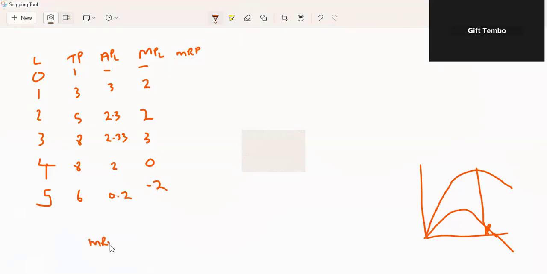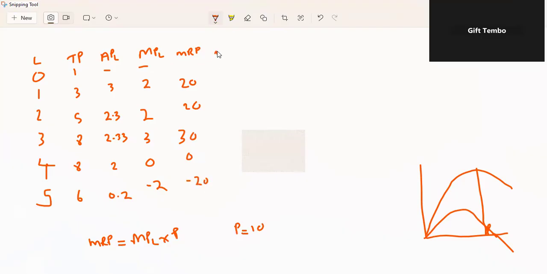So marginal revenue product is simply what? The marginal product times what? Times the price itself. So suppose our price is 10 kwacha. So we're going to multiply 10 kwacha times each of these ones here. So here we're going to have 20, 20, and we have what? 30, and here we have 0, and here we have negative 20.